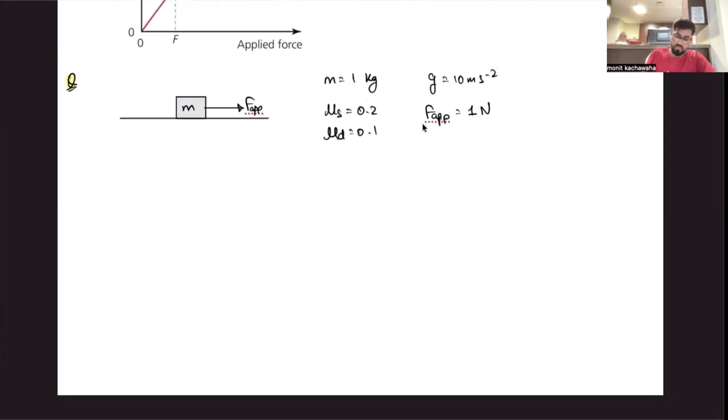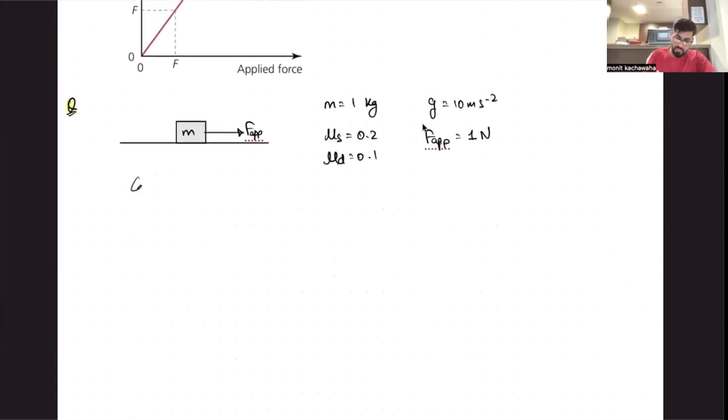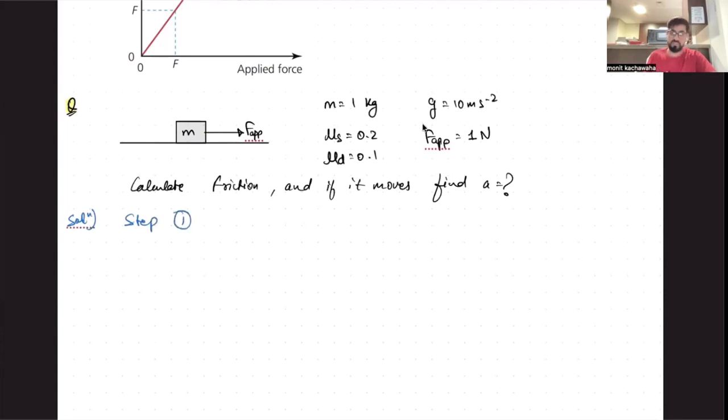Now I have to calculate the friction, and if it moves, find the acceleration. So while doing this type of problem, always remember to go step by step so that you will never have any problem with any question. Step one is always to draw an FBD, the free body diagram.